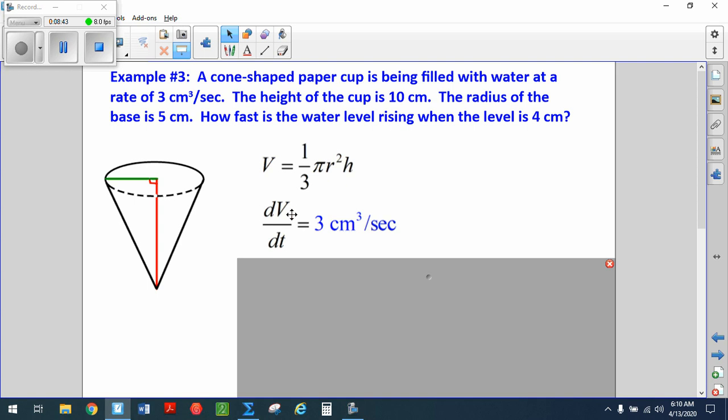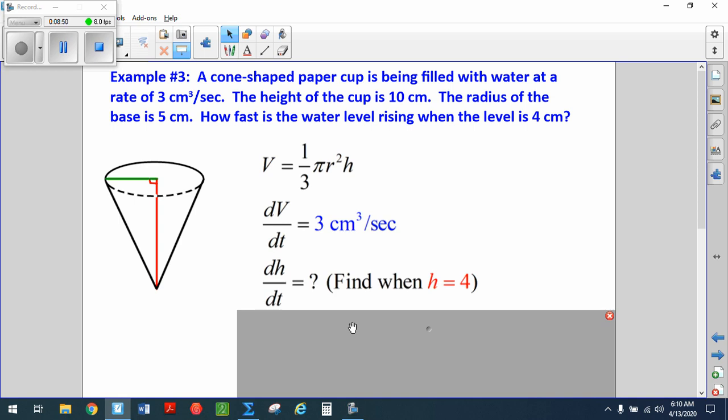So I have dV/dt, they told me that. They told me the rate at which the volume is changing, and they asked for dh/dt. So my problem here is that the radius is changing, but I don't have a dr/dt.